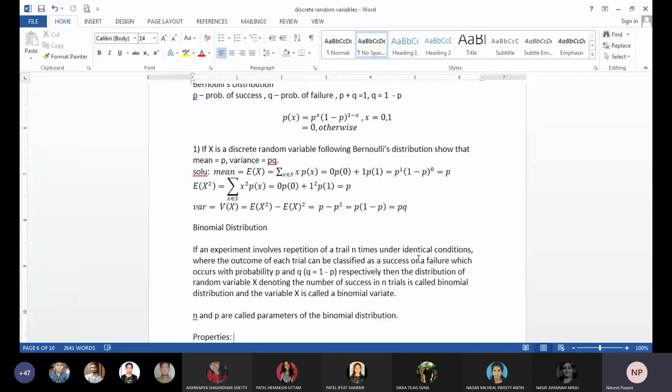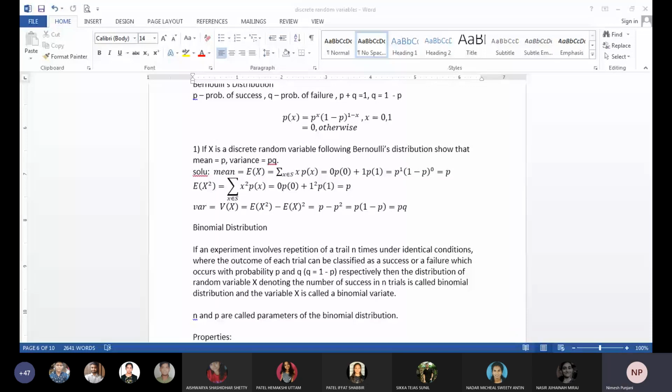Is this clear? Again I repeat, tossing a coin once will follow the Bernoulli distribution. Tossing a coin 3 times will follow the binomial distribution. So what is a binomial distribution? A binomial distribution is when you repeat your Bernoulli trial n times under identical conditions.